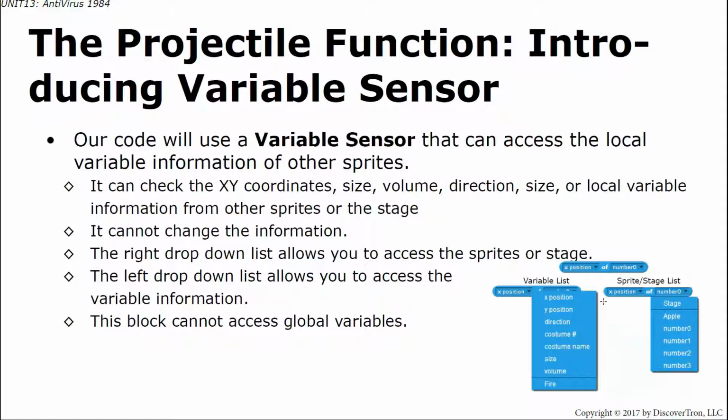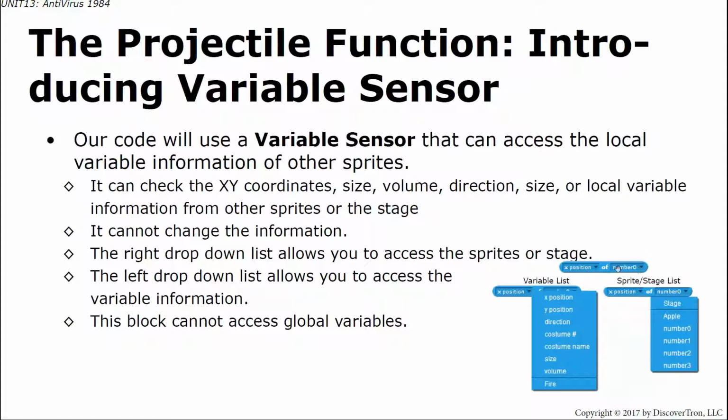Now we said local variables are created and can be used only by other sprites. That was only partially true. We can use the data from local variables of other sprites. We just can't change it. And what you'll see on this with the variable sensor is that the right-hand side of the variable sensor will give the sprite name or the stage.